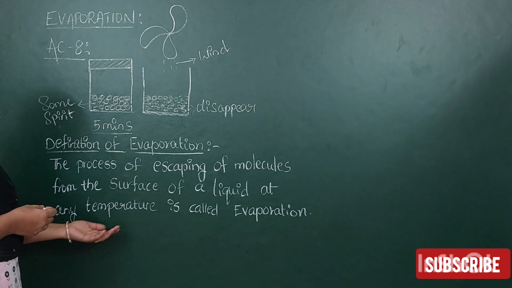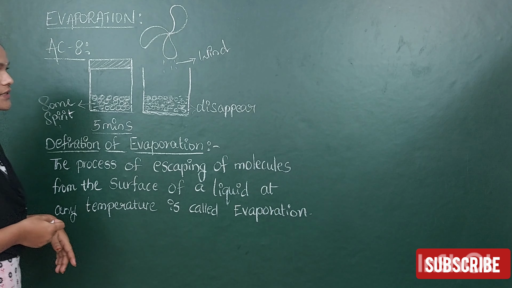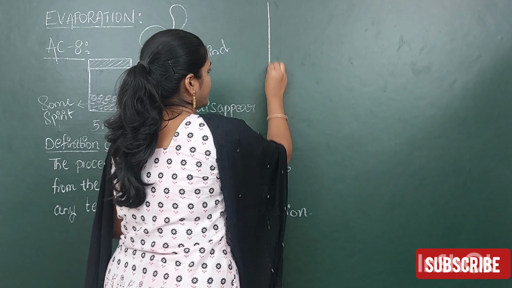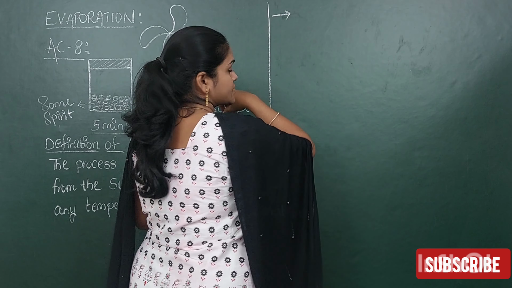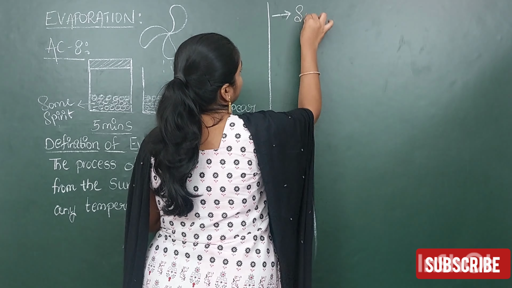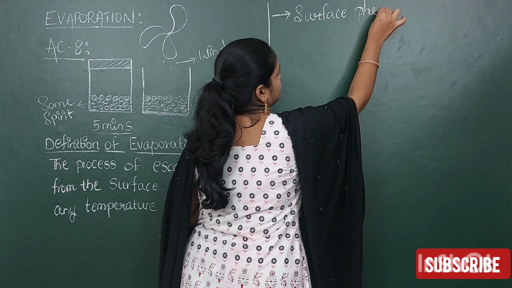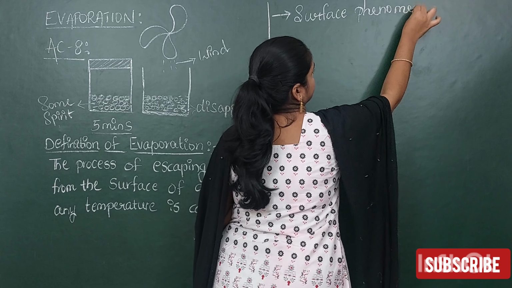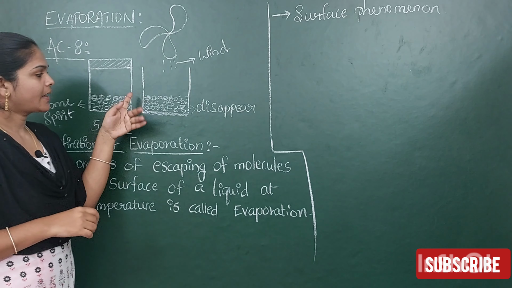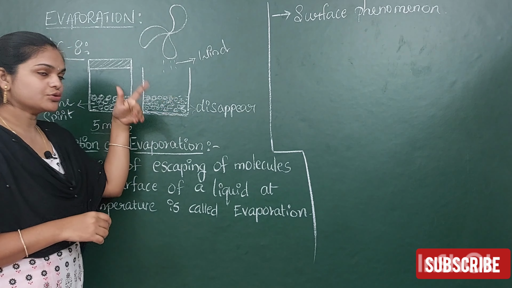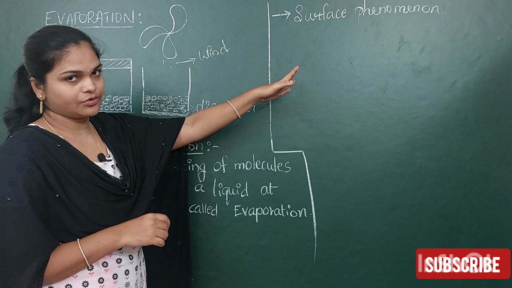When this evaporation process takes place at the surface of the liquid, we can say it is a surface phenomenon. Where this evaporation process takes place, it can also be called a surface phenomenon. Here, at the surface of this liquid, the molecules escape. So that's why we call this process a surface phenomenon.